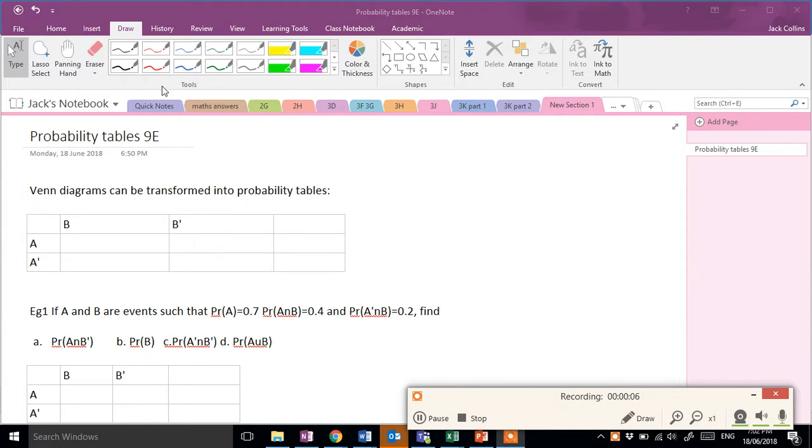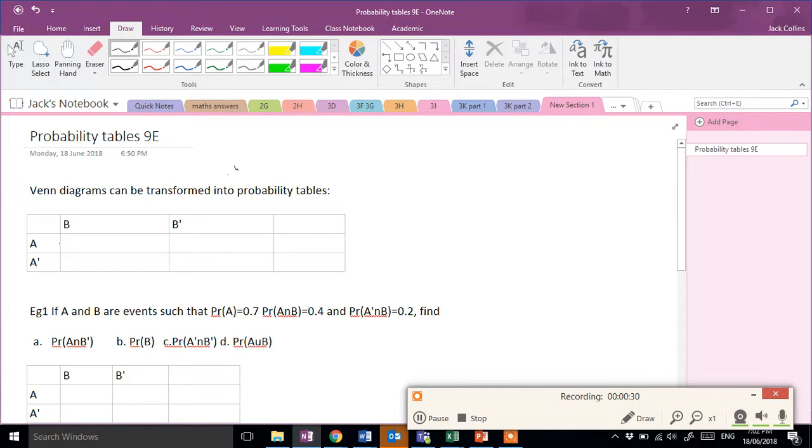Today we're going to look at exercise 9E, which is probability tables, which is also a revision from last year, so hopefully it comes back to you pretty quickly. So rather than drawing Venn diagrams, what you can also do is take information from a Venn diagram and input it into a probability table like we have here. So basically it's just matching up the columns with the rows.